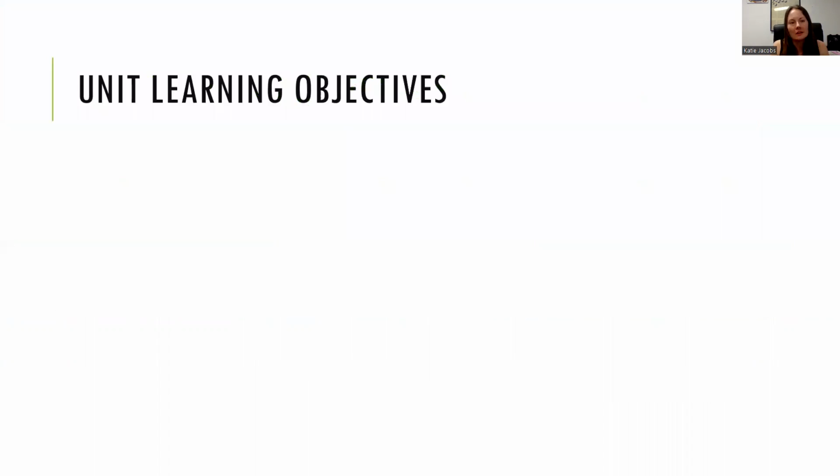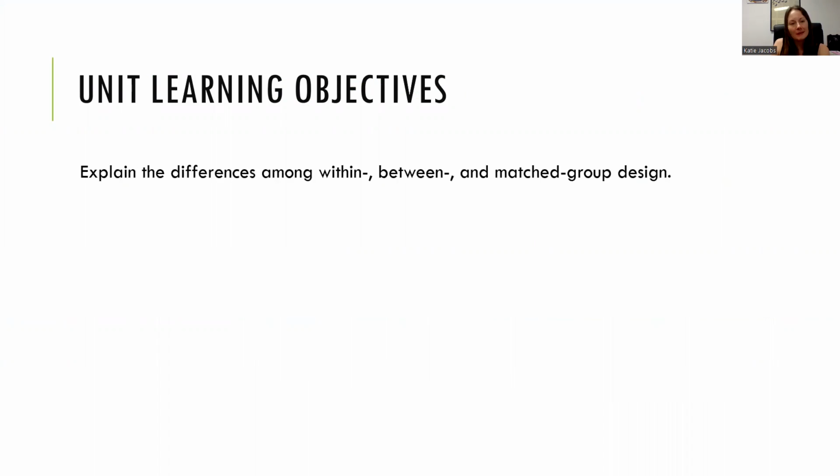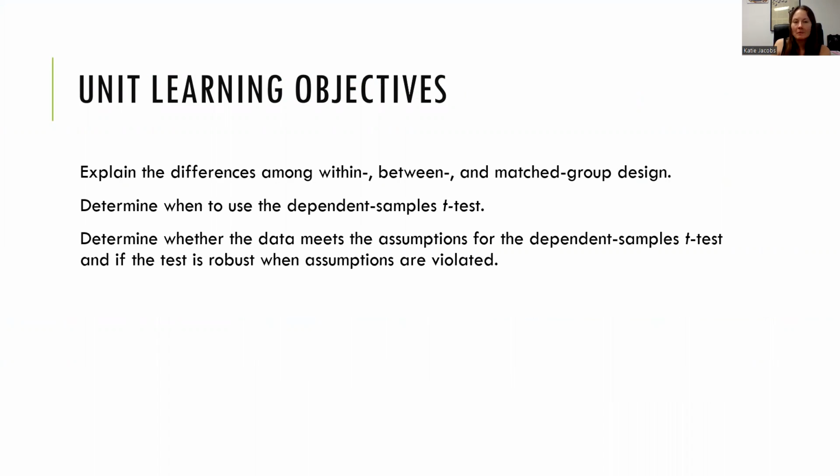So by the end of this unit, there are several things that I want you to be able to do. First, I want you to be able to explain the differences among the within, between, and matched group research designs. I want you to be able to explain when to use the dependent samples t-test. I want you to be able to determine whether the data meets the assumptions for the dependent samples t-test and if the test is robust to the violation of those assumptions.